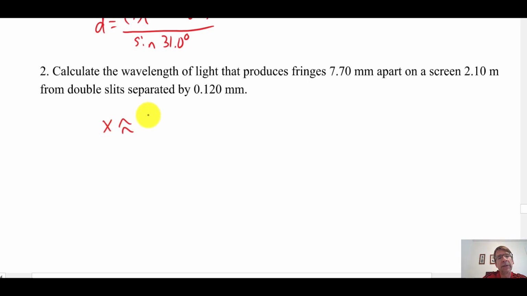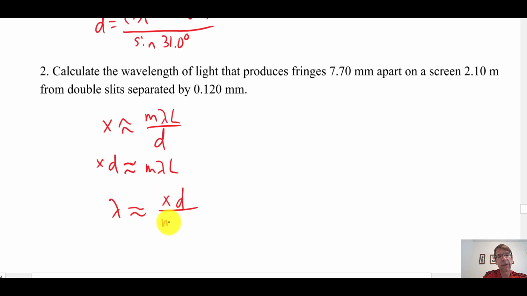This will save us a lot of time. x equals m lambda L over d. Well, we're looking for lambda. So x d is equal to m lambda L. You could have just plugged the numbers in, I'm just solving for lambda first. So lambda is equal to x times d over m times L.